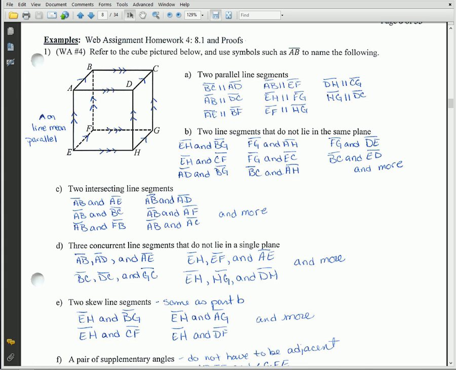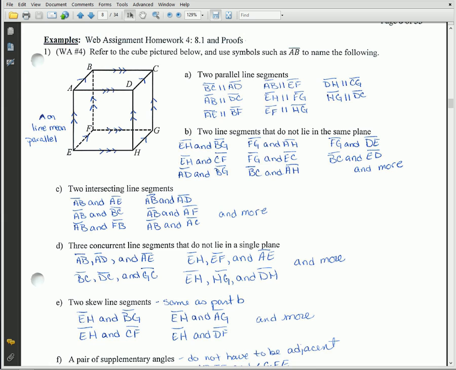Here's a cube. Tell me 2 parallel line segments. Well, I've marked them all on the cube by arrows. So AB is congruent to DC, is congruent to HG, is congruent to EF. Okay? Those little arrows mean congruence. 2 line segments that do not lie in the same plane. So EH does not lie in the same plane as BF. Okay, those are actually skew lines.